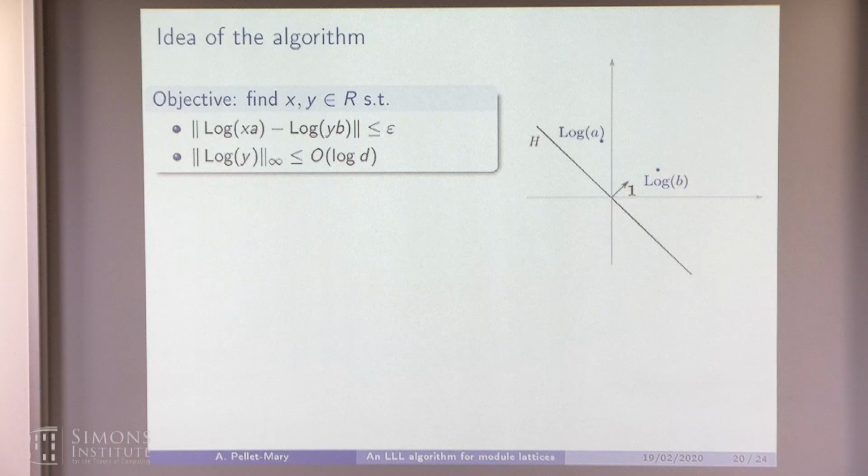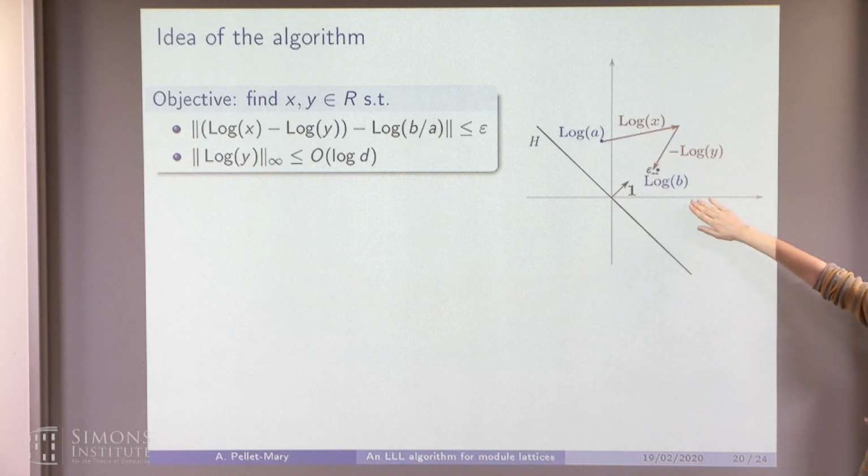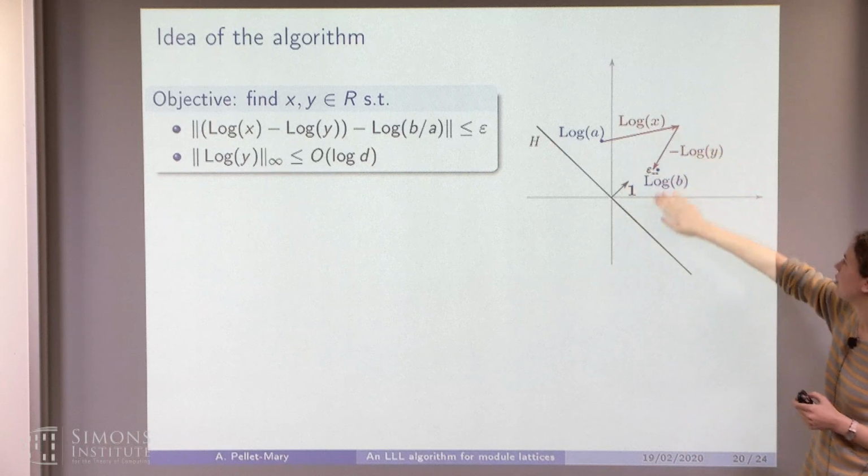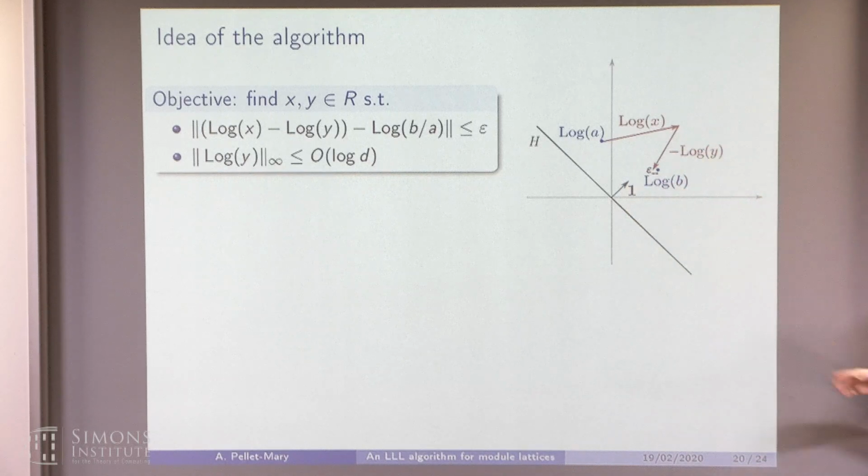So let's draw a picture. I have log a, log b. And I want to find log x and log y, such that log a plus log x is close to log y plus log b. I'm just considering the first condition for now. So let me just write it slightly differently. I'm going to factor what is the input, so log a over b, and I want to find log x minus log y as close as possible to some input vector.